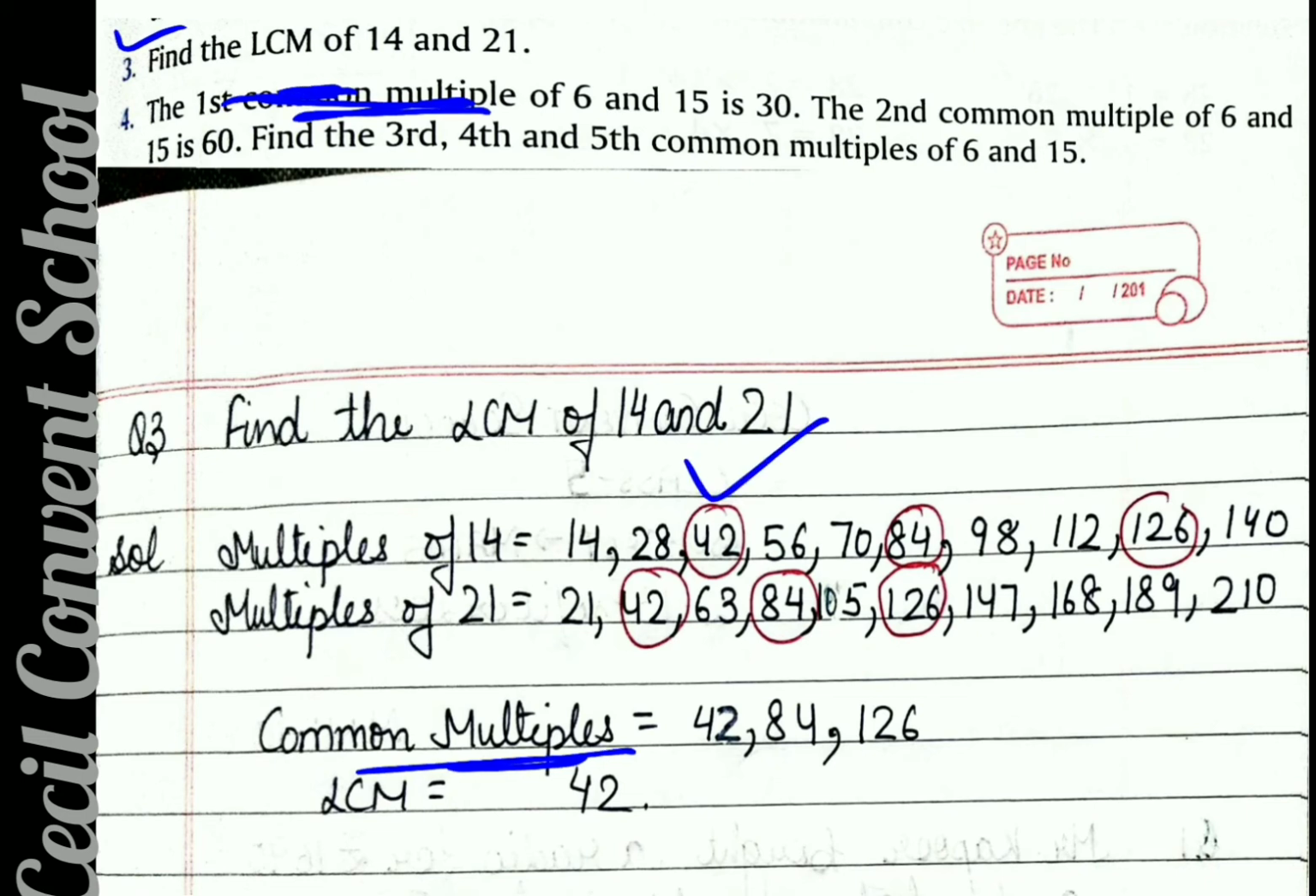See, 42 is present in both the tables, so you write 42 here. Then see, 84 is present in both the tables, so you write 84. Then 126 is present in both the tables, so you write 126 in common multiple. Then see which is the lowest common multiple, that is 42.